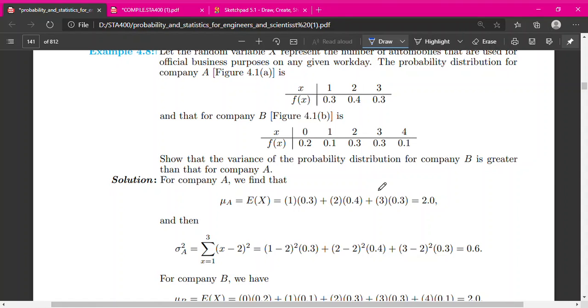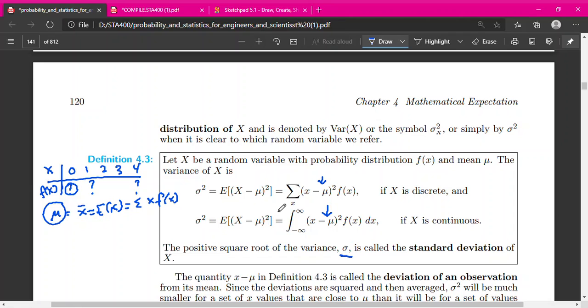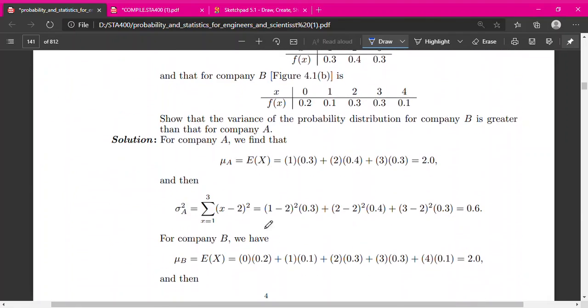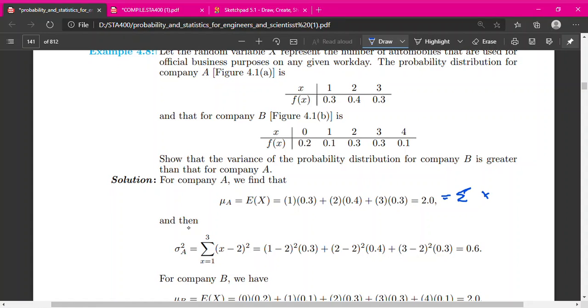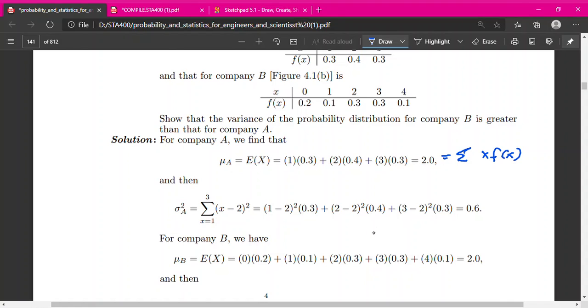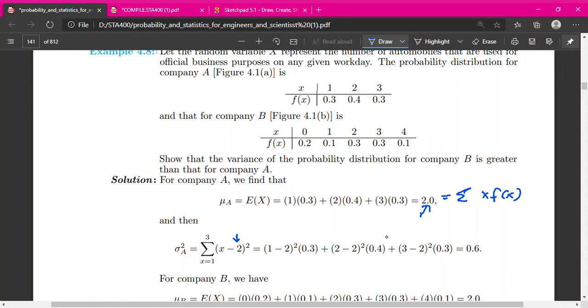Okay, so to use this formula tadi kan nak cari variance using the mathematical expectation. So kena cari dulu nilai mean. So dia cari mean for company A. Okay, mean of X for company A. So 1 multiply 0.3 plus 2 multiply 0.4 plus 3 multiply 0.5, which is we find the x f(x) kan. Okay, so since here we got the mu is 2, so sebab tu gantikan kat sini dengan 2. So kena cari untuk setiap satu ni X kan, (X minus mu) square.